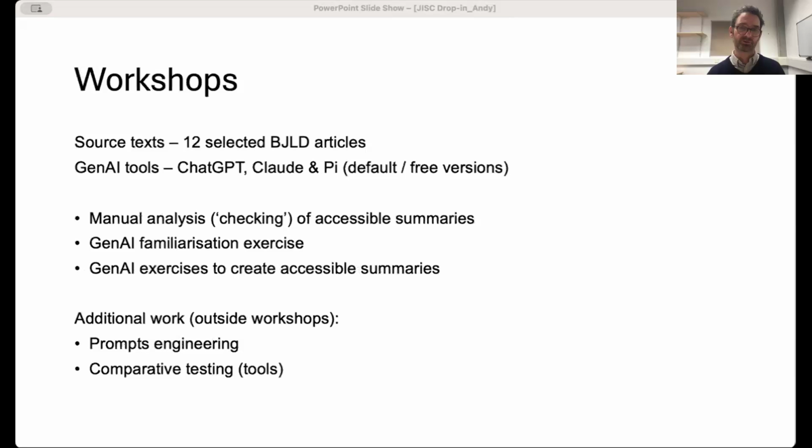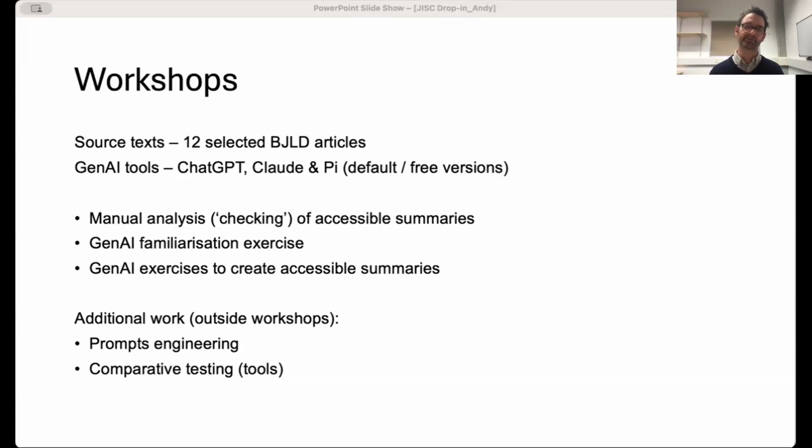So we selected 12 journal articles to use in our workshops, and these varied in scope and article type and topic. Some of the topics were nominated by the group. We drew on the group's expertise in quality checking those accessible summaries.